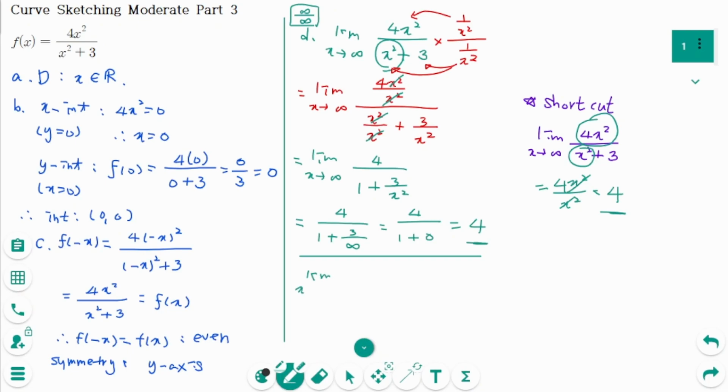Limit as x approaches minus infinity, 4x squared over x squared plus 3. Now using the shortcut, 4x squared over x squared equals 4. That means the horizontal asymptote is y equals 4.